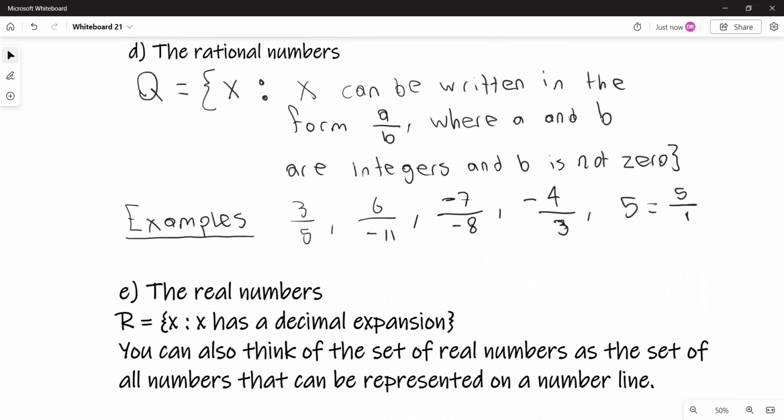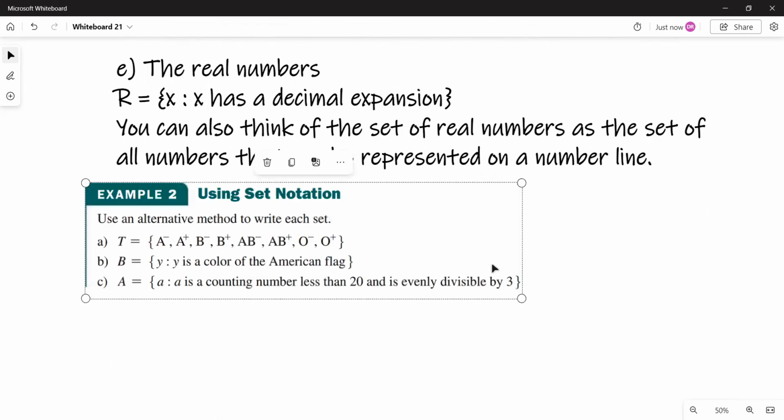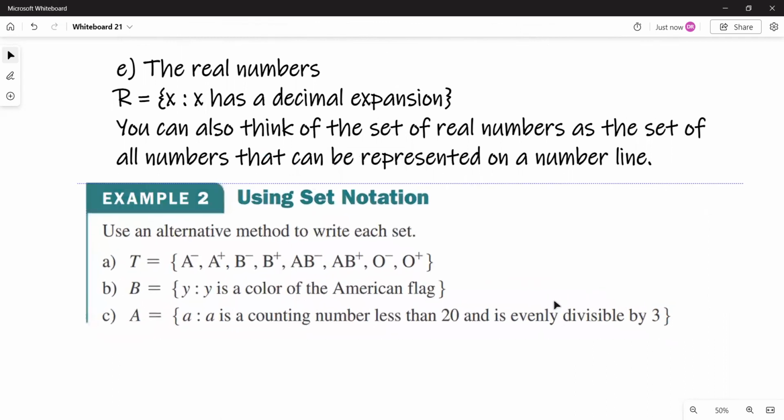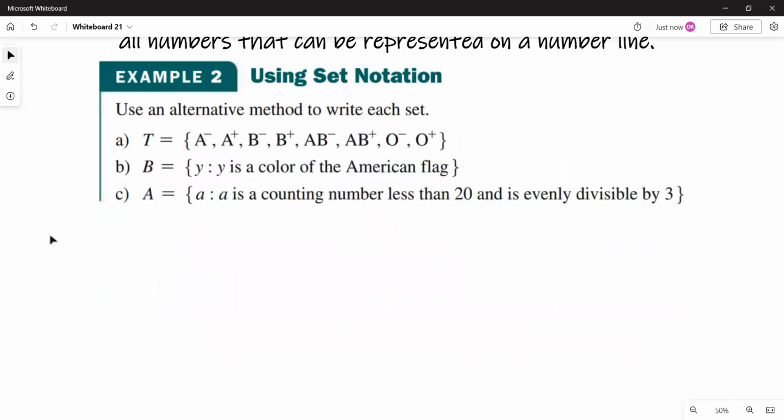Okay, so these sets are important. So now in example 2, they give us a set either by listing the elements within braces, or in set builder notation. What we are going to do is write each set the other way. Like A, we're going to write in set builder notation, and B and C, we're going to write the set by listing the elements within braces. This, by the way, is on page 44.